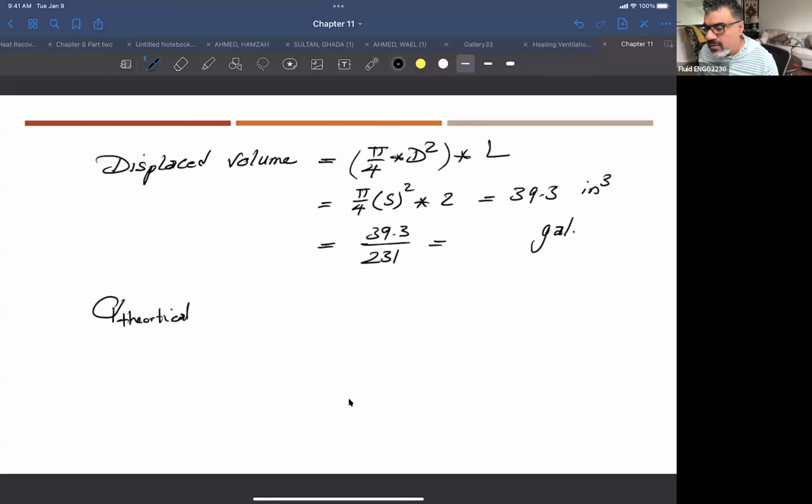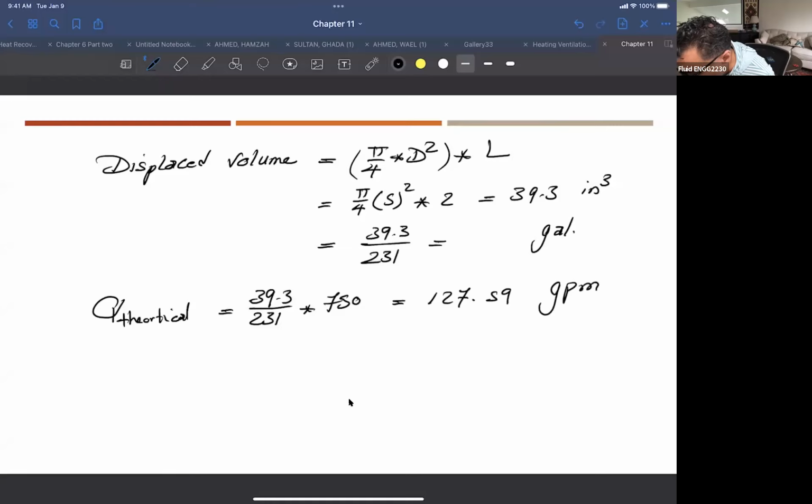What does Q theoretical mean? There is a rotational speed, a certain 750 of these in 1 minute, right? So I can get the theoretical flow rate based on the displaced volume. This is basically the 39.3 divided by 231 in gallons, right? If I multiply this by 750, I get 127.59 gallons per minute.